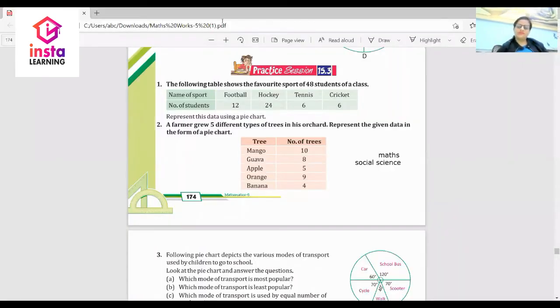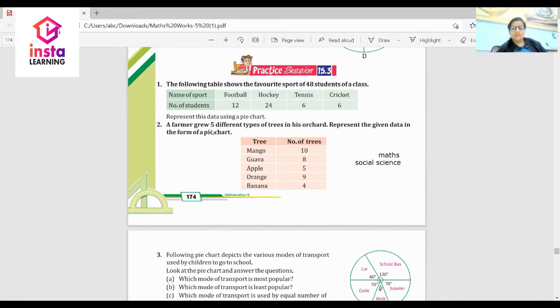Now students, exercise 15.3 is also about pie charts. In that, the number of sports and the number of students are given, so you have to write it as a pie chart. Pie chart means a circle. In that, you have to take out every categorized sum like football, hockey, tennis and cricket, then place the numbers in it.